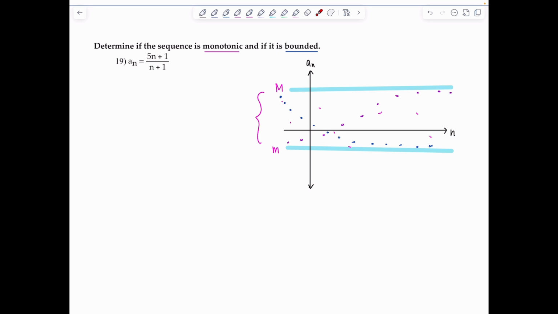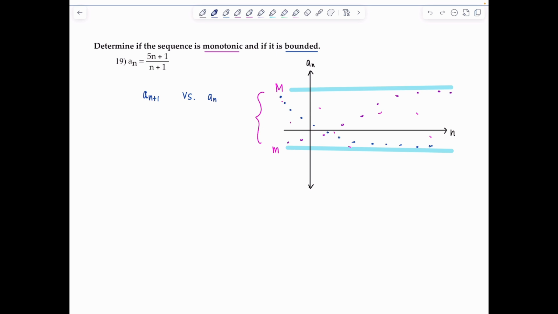Okay? So how do you show that something's monotonic? Couple ways. You can use just the straight up definition and compare a sub n plus 1 with a sub n. And if you can show that one is always bigger than the other one, then boom, you can say every single term that follows is smaller or greater than the one that came before, so it's monotonic. So let's see if that would work here.